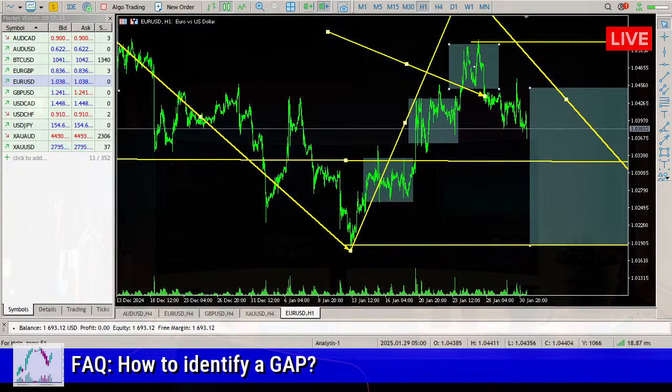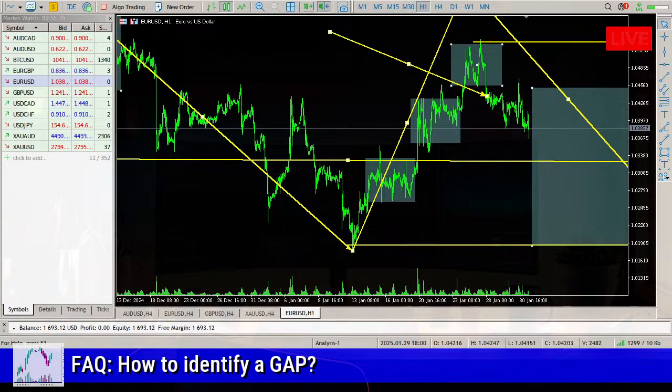Once you see this pattern, your entry point will be, this is the range, the base. Once it breaks this base, we will put a short here. The stop loss is always above this one. The target depends on your choice.